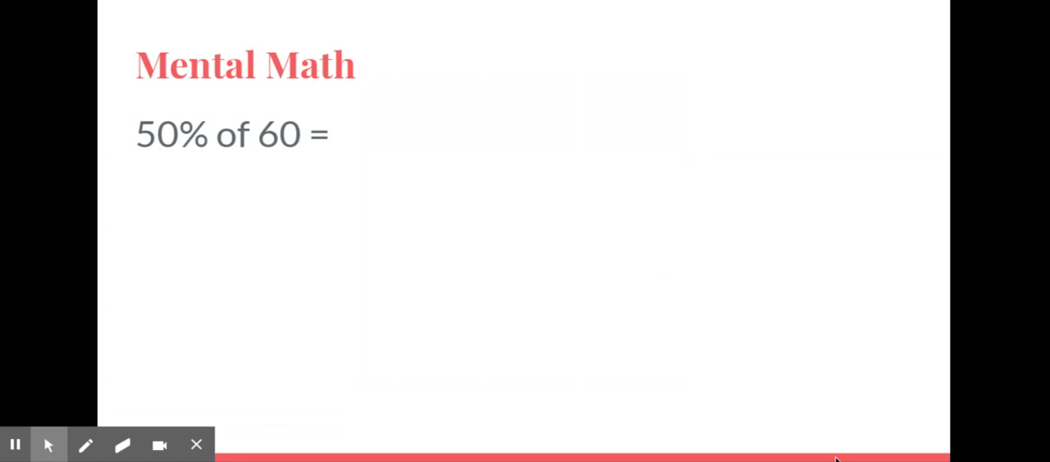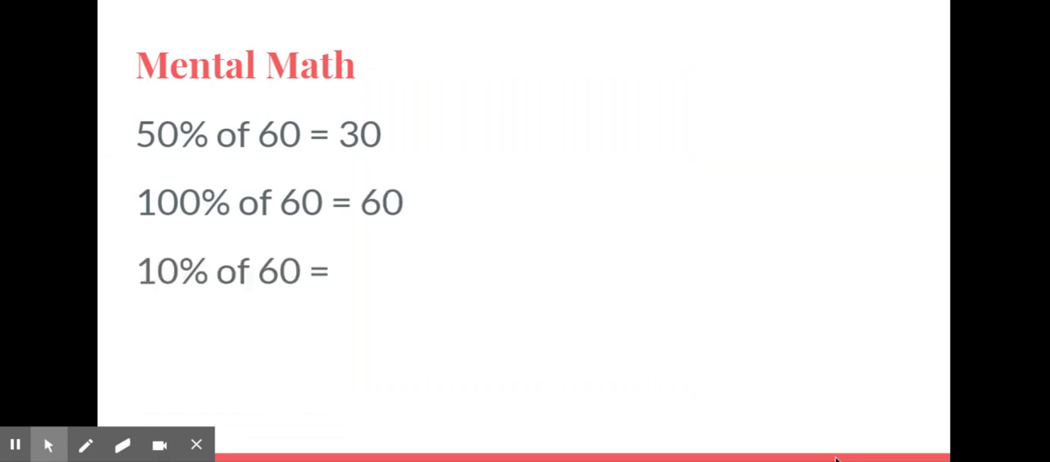The first question says, what is 50% of 60? So I know 50% means half. So what's half of 60? The answer is 30. What is 100% of 60? So 100% is the whole thing. So what is the whole thing of 60? It's 60.